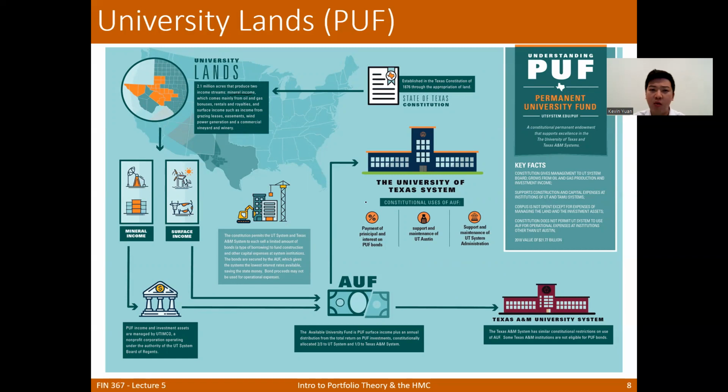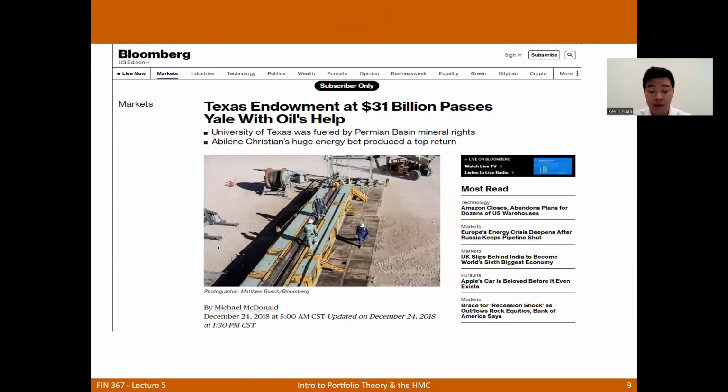So the question becomes, how important are these land grants, right? Is this something significant, and how big of a player is this Permanent University Fund, through these land grants, relative to UT Austin's fund? Well, a Bloomberg article actually shows that this endowment fund that I just showed was valued at 31 billion. Okay, and it was this that made it a big driver in passing Yale as one of the largest university endowment funds in the country. So the question is, how big is it?